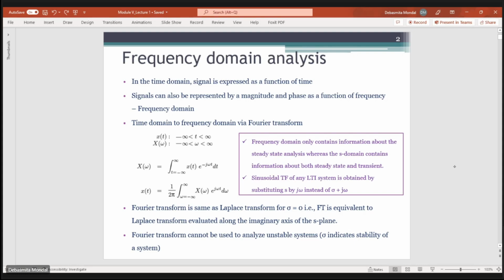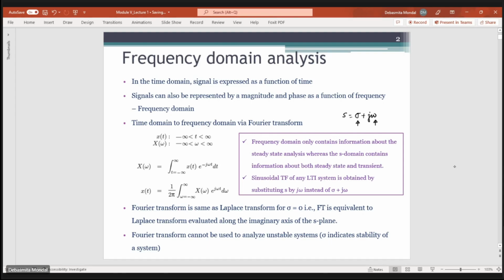If you observe this Fourier transform, this expression looks similar to the Laplace transform. In the Laplace transform, we were taking a time domain signal and transforming it into the S plane, where the value of s equals sigma plus j omega. So this was the S plane where you had sigma and another frequency component omega. In the case of the frequency domain, we only have this component omega.